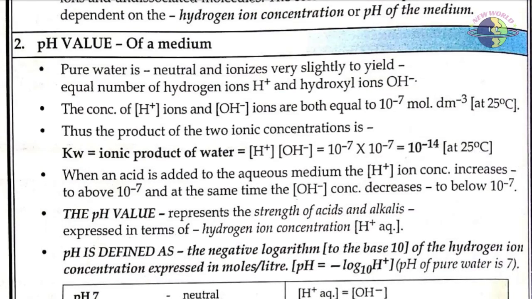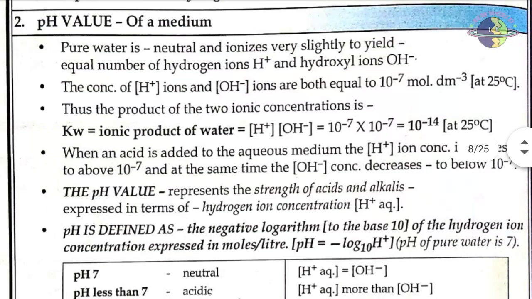The pH value represents the strength of acids and alkalis expressed in terms of hydrogen ion concentration. You can define pH as the negative logarithm to the base 10 of the hydrogen ion concentration expressed in moles per liter, which can be written as pH is equal to minus log to the base 10 of [H+]. The pH of pure water is equal to 7.